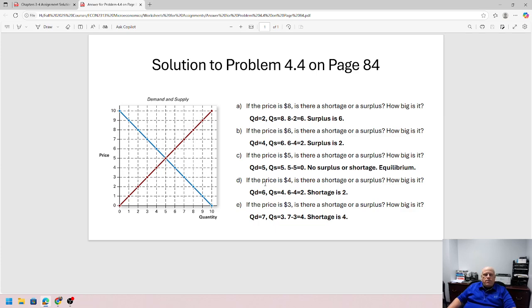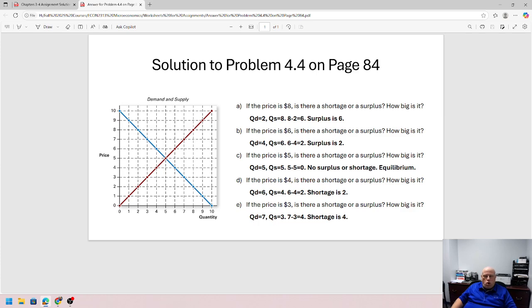Okay? All right. And then the D part of that question asked you if the price is $4, is there a shortage or a surplus, and how big is it? Well, at a price of $4 right here, quantity demanded is 6, quantity supplied is 4. So take 6 minus 4 is 2. Now, in this case, though, the quantity demanded is greater than the quantity supplied. So we know we have a shortage, and the shortage is equal to 2, which again is calculated by just taking 6 minus 4, which is 2.